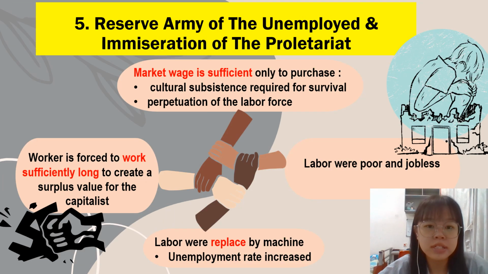In this part we discuss the reserve army of the unemployed and the immiserization of the proletariat. The market wage is only sufficient to purchase the culturally determined subsistence they require for survival and the perpetuation of the labor force. Besides, the worker is forced to work long enough to create surplus value for the capitalist. Next, labor will be replaced by machines, so the unemployment rate will increase, and the last is that labor is left poor and jobless.